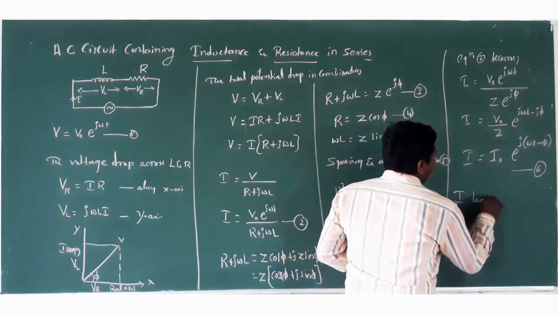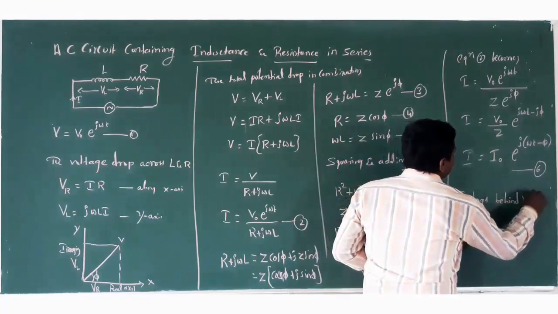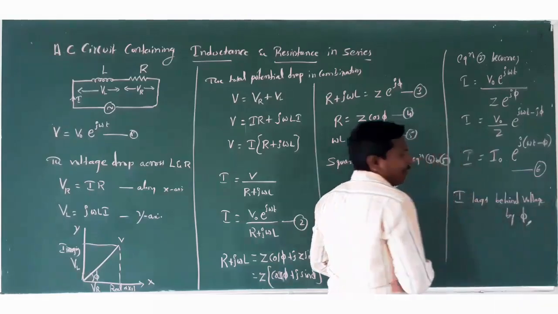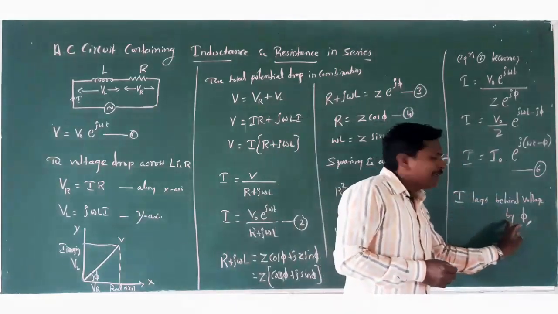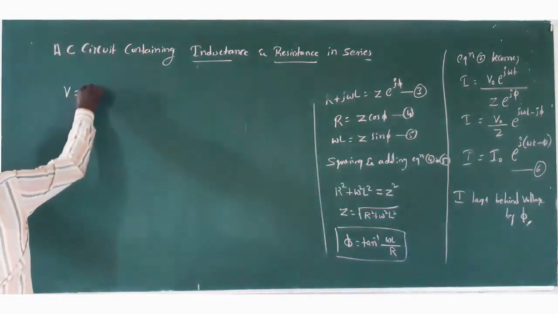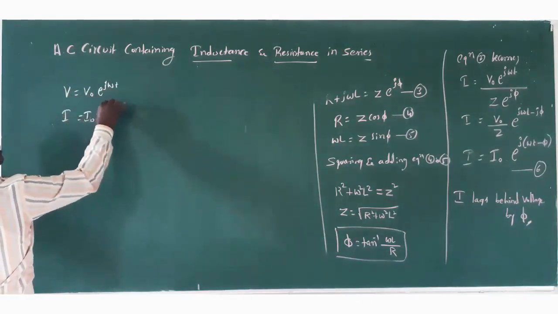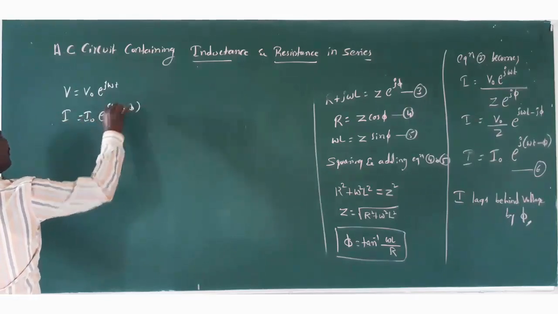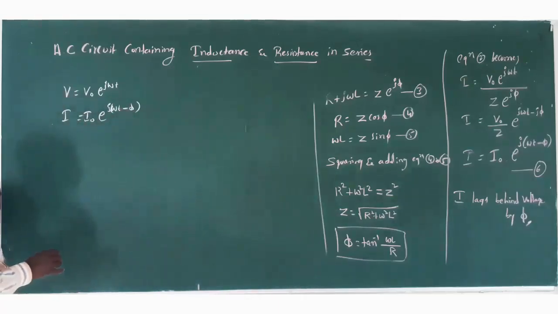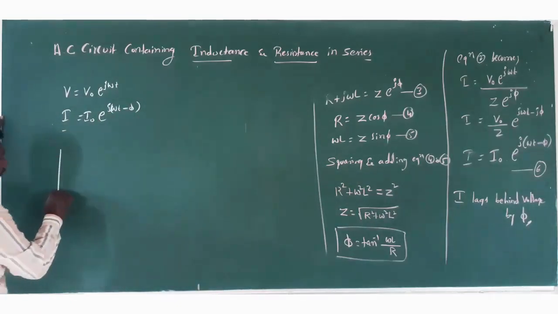current lags behind voltage by an angle that is pi. Current lags behind voltage by an angle that is pi. So we know the phase difference, that is V is equal to V naught e raised to j omega t and I is equal to I naught e raised to j omega t minus pi. In the sense there is a phase angle that is pi, therefore current lags behind the voltage by pi by 2. Based on this, we are going to observe a wave diagram.